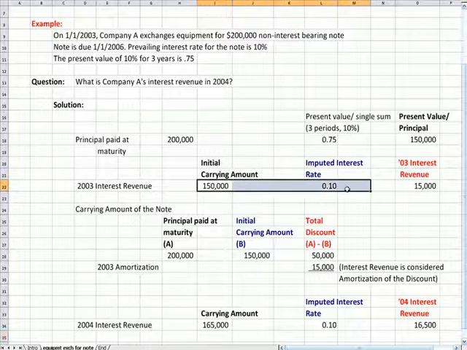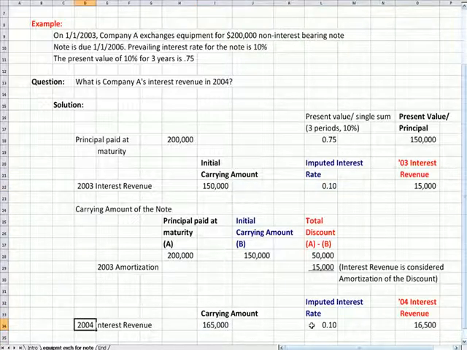Just as we did up here, we're going to take the carrying amount, this time for 2004, and we're going to multiply it by the imputed interest rate, the same imputed interest rate that was given in the question. And if I click on that cell, the carrying amount in blue, 165 times the imputed rate in green, gives us our 2004 interest revenue of $16,500, which answers the question.